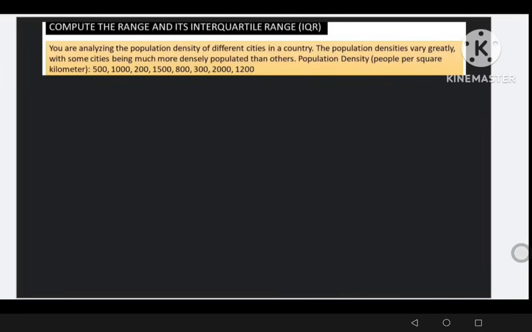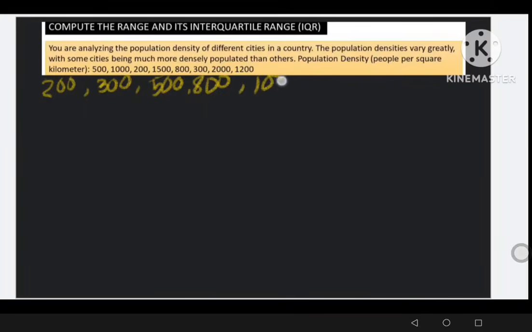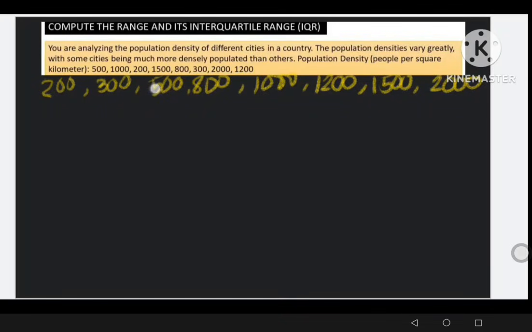So we have 200. Next is 300. Next one is 500. Next is 800. Next one is 1,000. Next is 1,200. Next is 1,500. And last one is 2,000. So again, we have 8 data. Count it off. 1, 2, 3, 4, 5, 6, 7, 8.